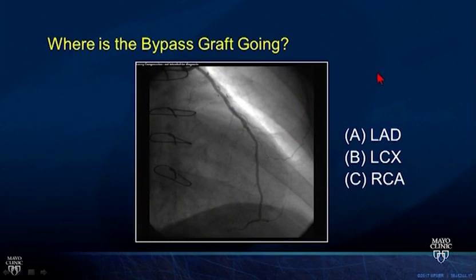But the other key thing is this is the RAO view. The ribs are going down and to the right. You can see that the sternal wires are to the left and the spine is also to the left. And this artery really supplies the apex. It wraps around and goes even a little bit into the inferior apex. So that's the LAD.